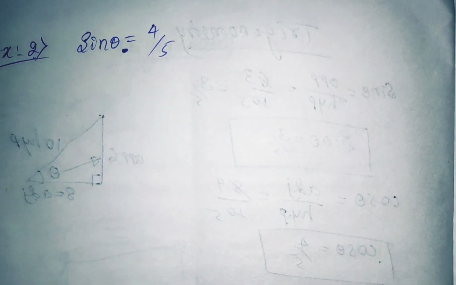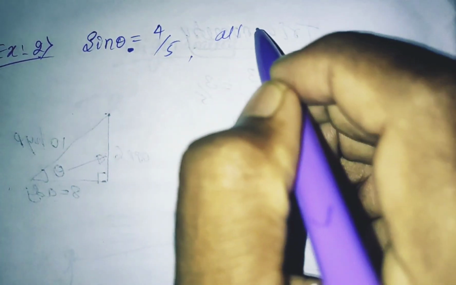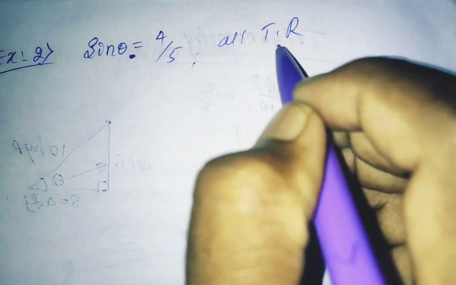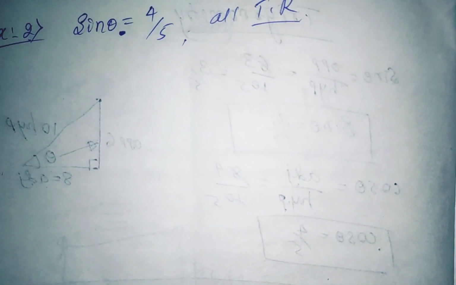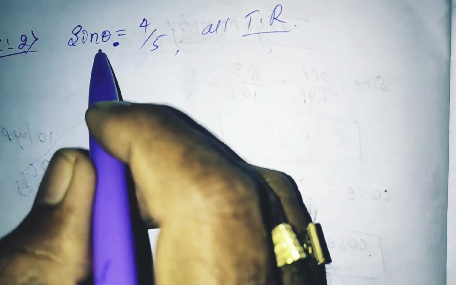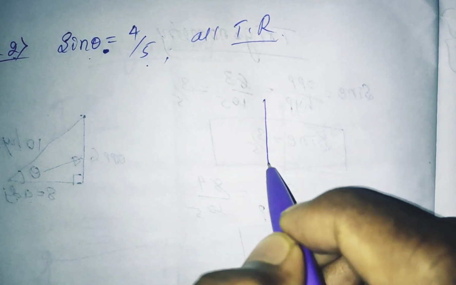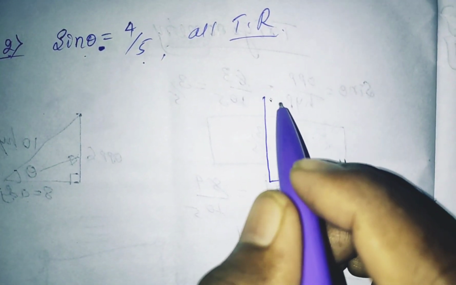Next, example 2. If one trigonometric ratio is given, like if sin theta is 4 upon 5, then find all trigonometric ratios. How to find all trigonometric ratios? See, by the definition, sin theta is opposite upon hypotenuse. So draw the figure.